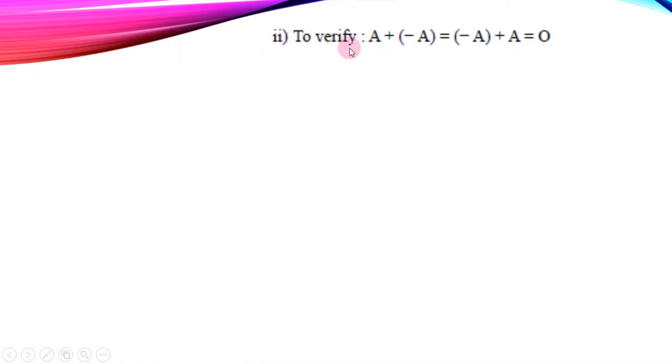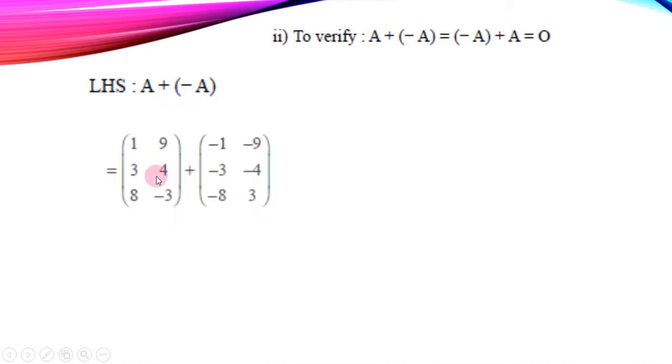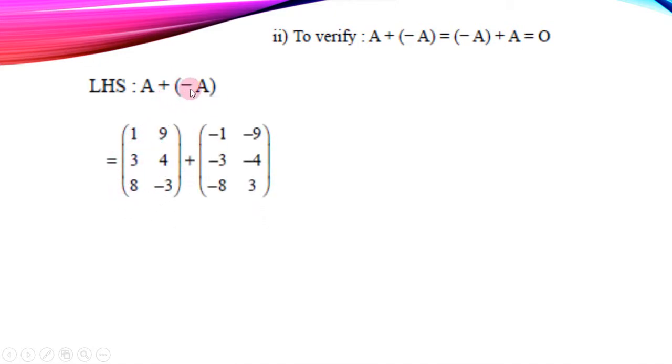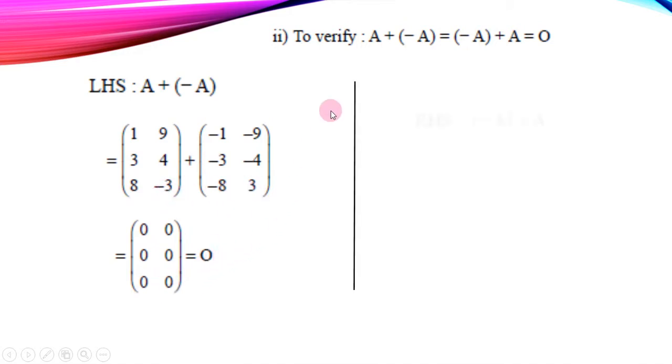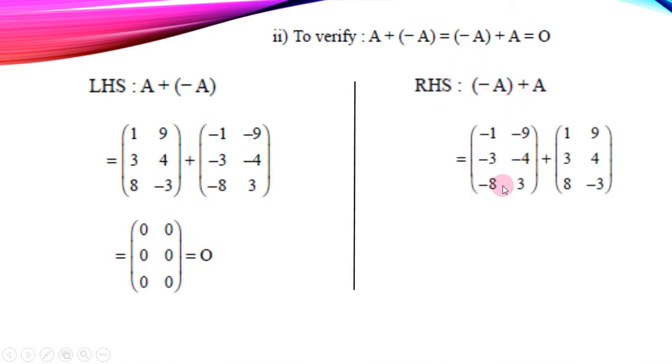Then subdivision 2, to verify A plus of minus A equal to minus A plus A equal to 0. Left hand side, A plus of minus A. Write the matrix A plus minus A: minus 1, minus 9, minus 3, minus 4, minus 8, 3. We should add. So 1 plus of minus 1 means 1 minus 1, 0; 9 minus 9, 0; 3 minus 3, 0; 4 minus 4, 0; 8 minus 8, 0; minus 3 plus 3, 0. So that is equal to 0. Now RHS, right hand side, minus A plus A. In the same way we will get the null matrix, right?